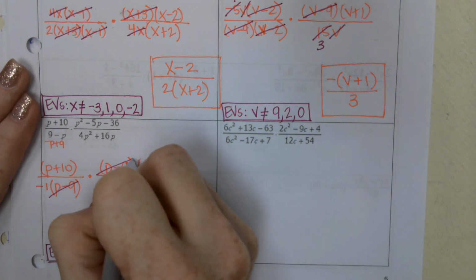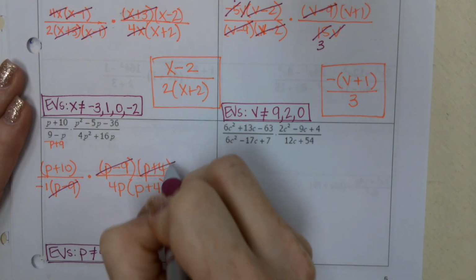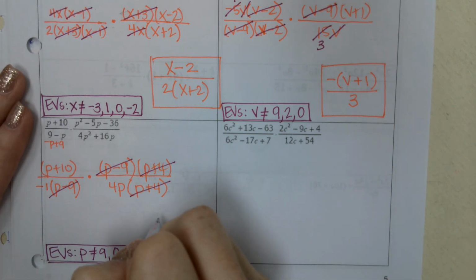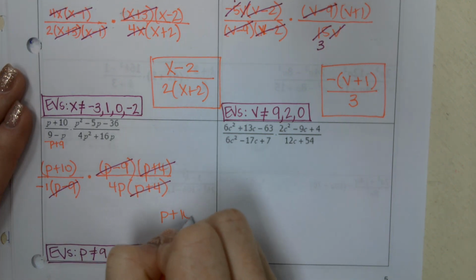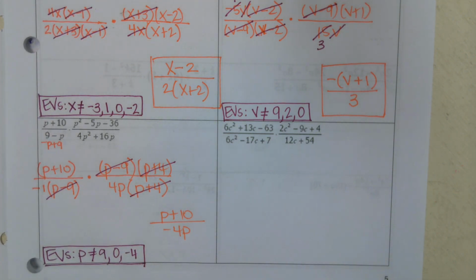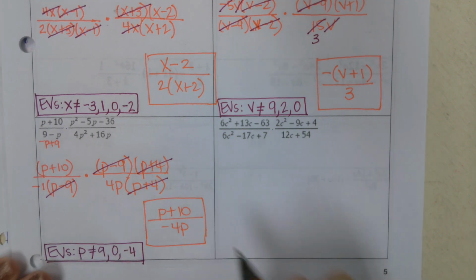I can cancel out p minus 9. I can cancel out the p plus 4s. And that's it. Okay? So my final answer, I've got p plus 10 over, don't forget that negative 1 out front, negative 4p.